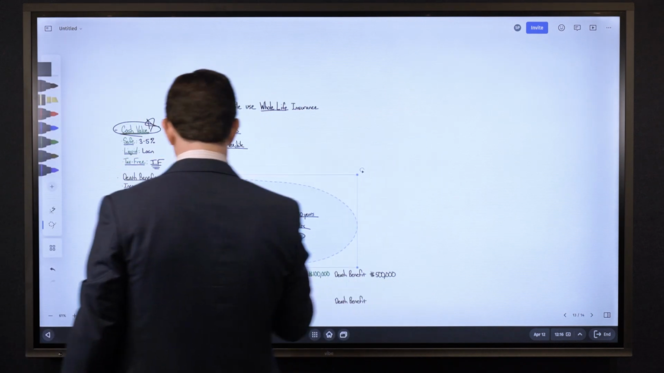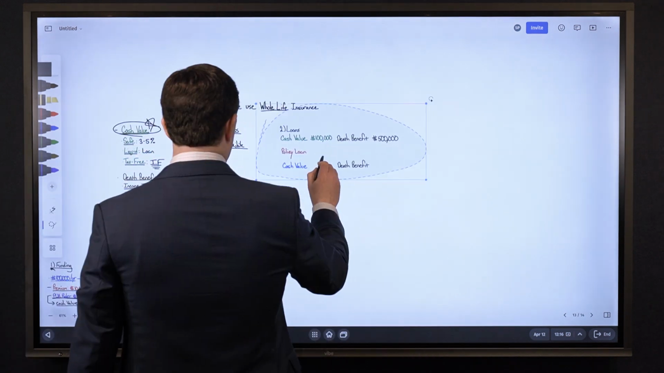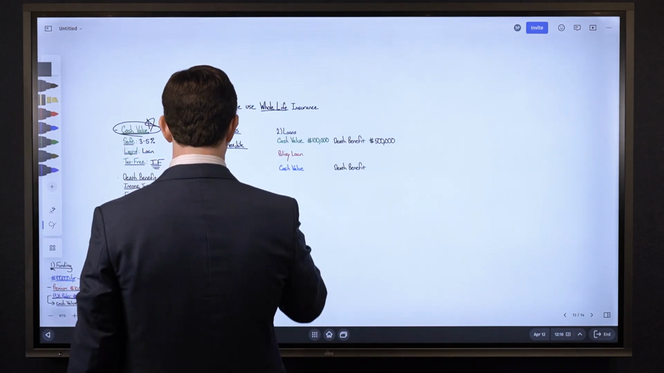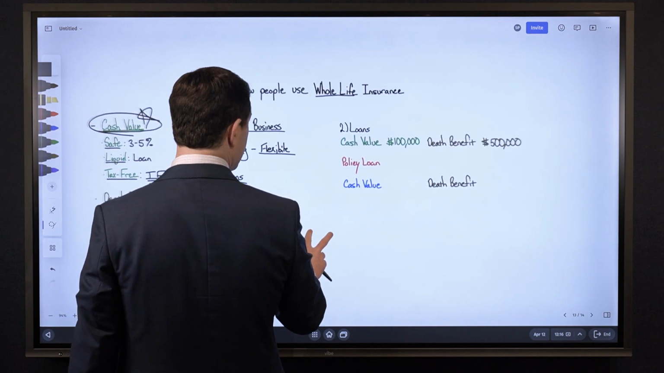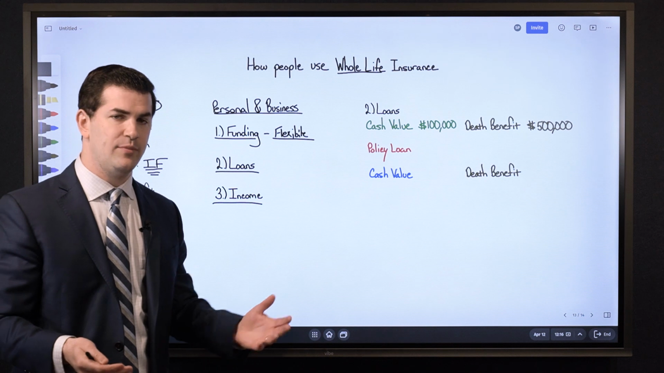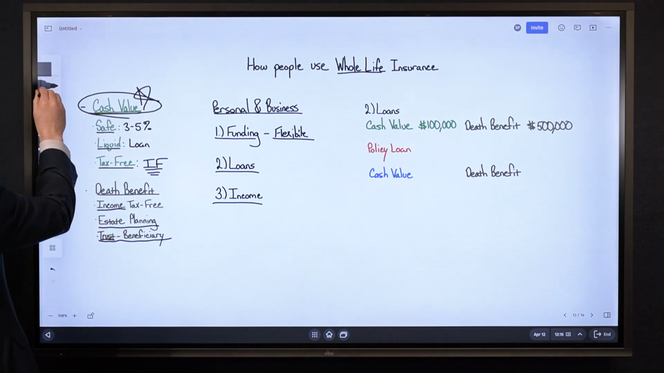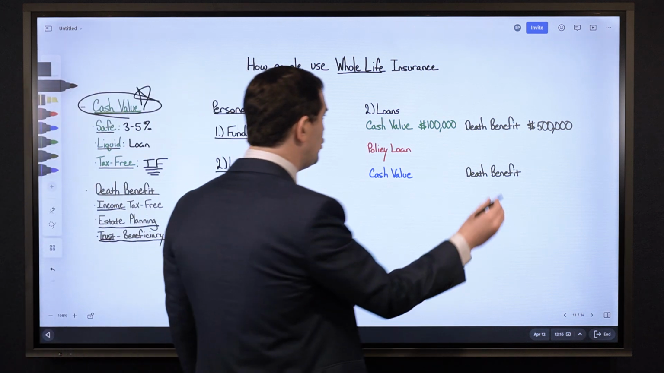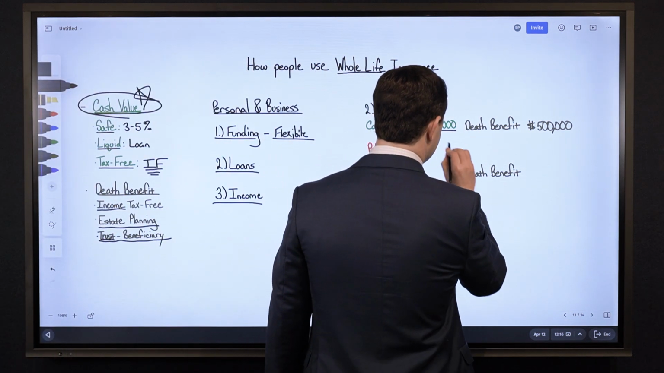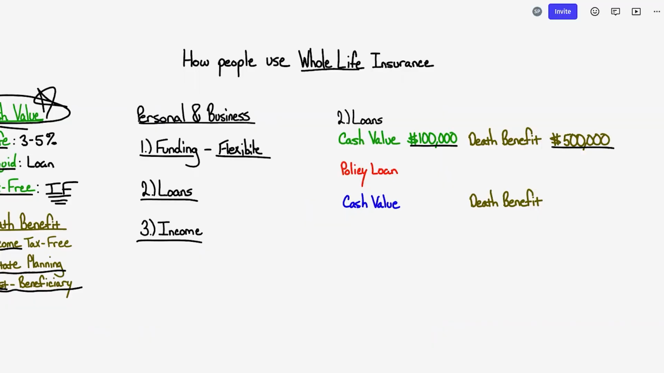All right, so covered the funding there. Let's take a look at policy loans. So when it comes to loans, we hit on that loan feature earlier where the money continues to compound, a lot like that appreciating real estate. So here's how it works. Let's take this example. You've got a policy and your cash value today is $100,000 and your death benefit today is $500,000. So $100,000 in cash value, $500,000 death benefit.